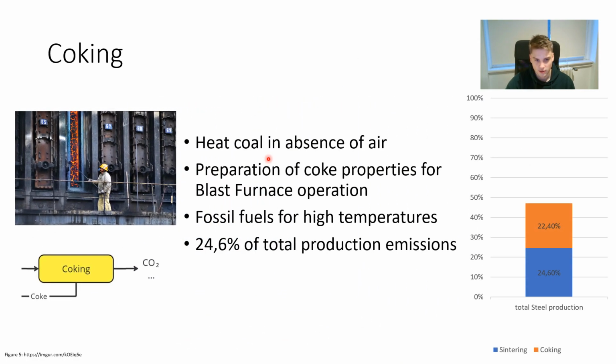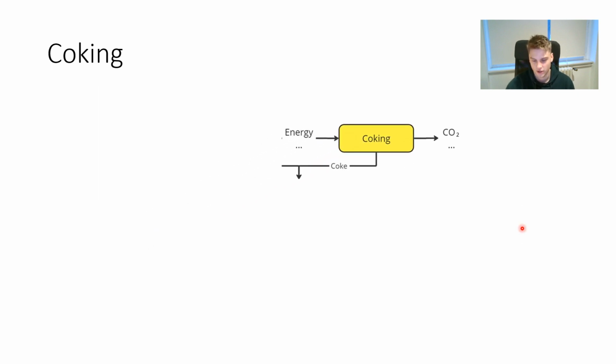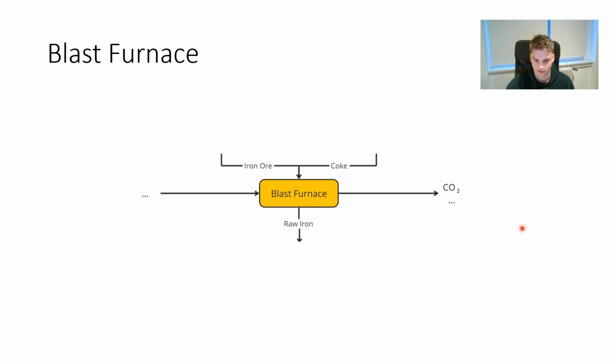To summarize it, we heat coal in the absence of air, with the goal to prepare the coal into coke for properties in the blast furnace operation. To achieve these high temperatures, fossil fuels are typically used, and in the end 24.6% of the total production emissions are related to coking. So now that we have spoken about the preparation for the blast furnace, we can have a look at the blast furnace itself.